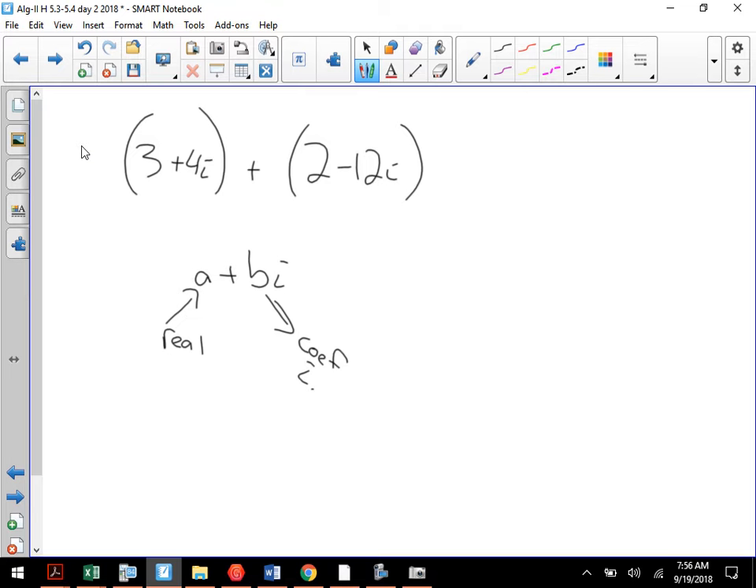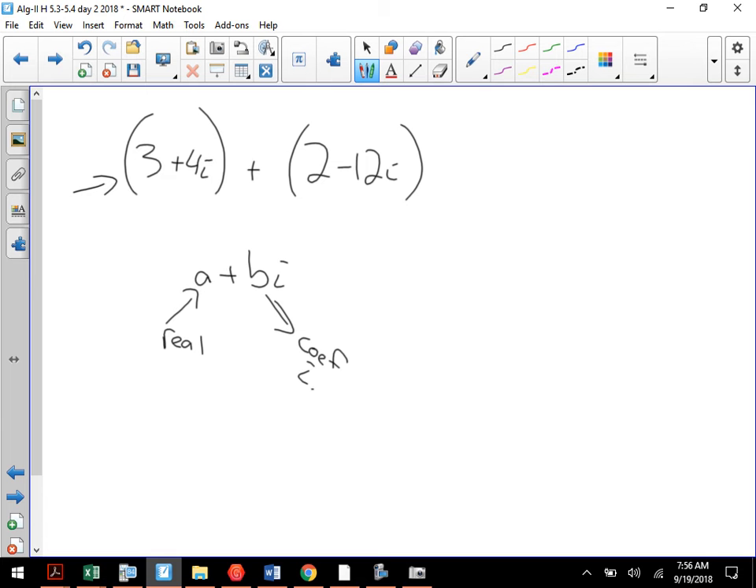So when you see things written, a lot of times you will see them grouped as 3 plus 4i is a complex number, 2 minus 12i is a complex number. That's why it's represented within parentheses. That's just a grouping way to show it. It's nothing too crazy. It's just one of the rules.